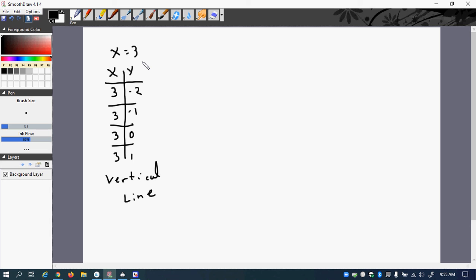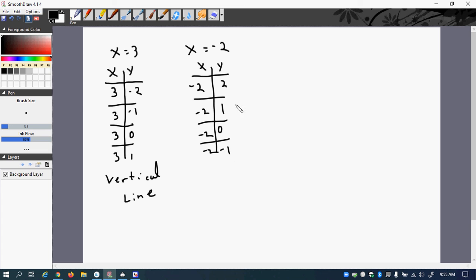And this is another example of that. If we're looking at x equal to negative 2, again, x will just stay at negative 2, but y could be any number. So 2, 1, 0, negative 1. These are increasing and decreasing for y, but x is just staying at negative 2. That's what they mean by x equals negative 2, which creates a vertical line in this case.